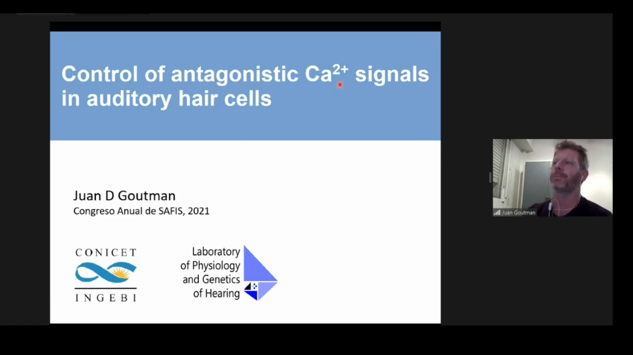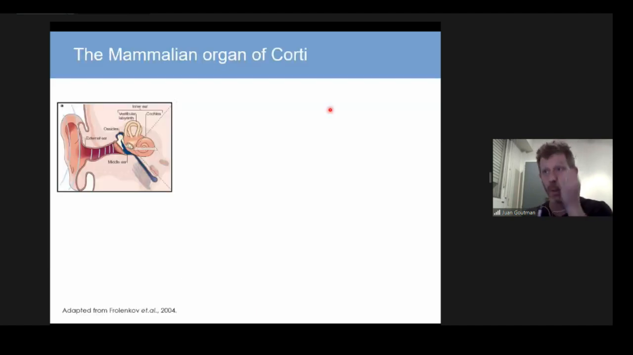Calcium is very dynamic in these cells because it underlies the encoding of sounds, which by itself is a very changing signal in the environment. So calcium has to be very tightly controlled in hair cells, and I will show you some of our results from the last few years. As I presume that not everyone in the audience is familiar with the auditory system, I thought I would start off by introducing it very briefly.